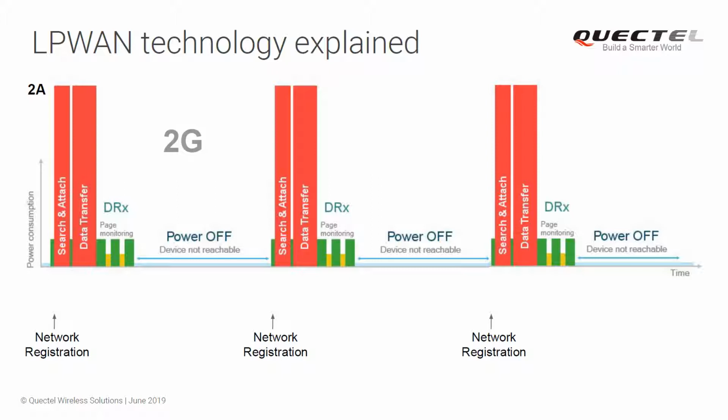This sequence will repeat each time the module will wake up. So search for the network with high current peaks, and then go to power off again. So it will consume a lot of power when it searches the network due to these high current peaks.